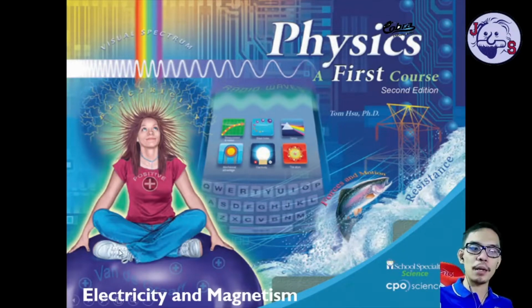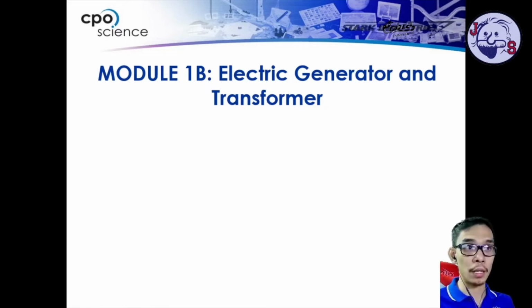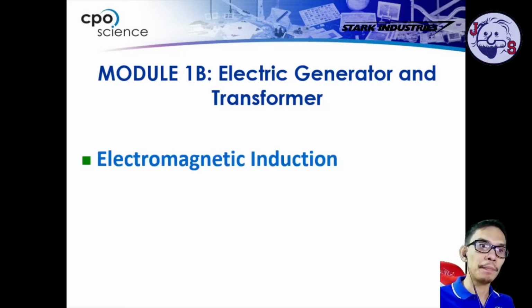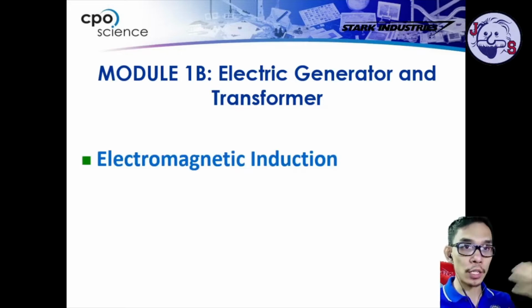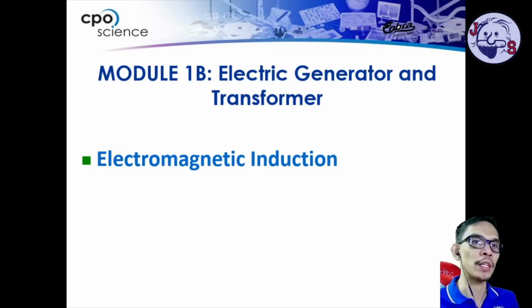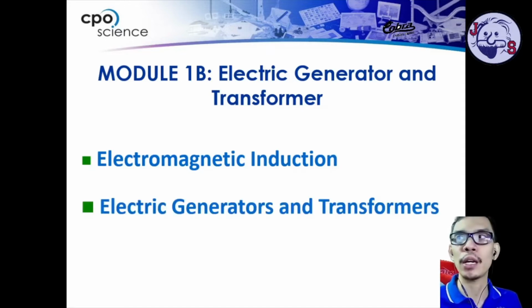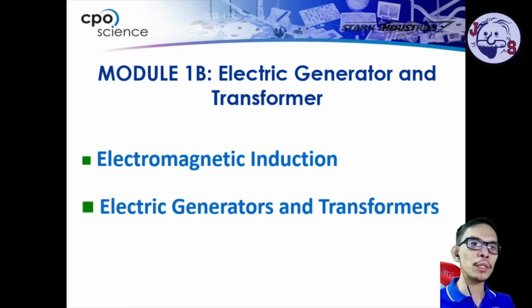And in this lesson, we are still in module 1B, which is the electric generator and transformer. And we are done with electromagnetic induction in the previous video lesson. And I hope you did learn something, or you did get the idea of electromagnetic induction by Michael Faraday. So for today, we will have the electric generator and transformer. So basically, you will discover how it works, and how these two devices help us in our daily activities.